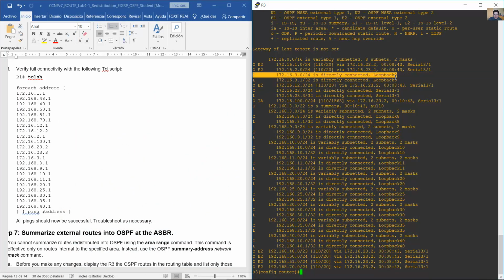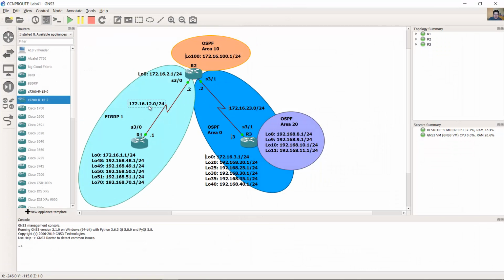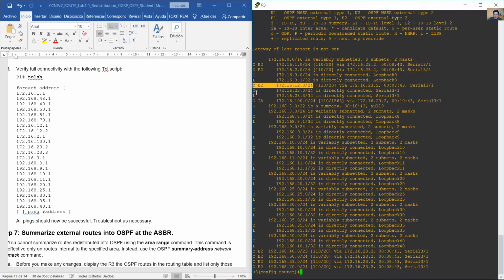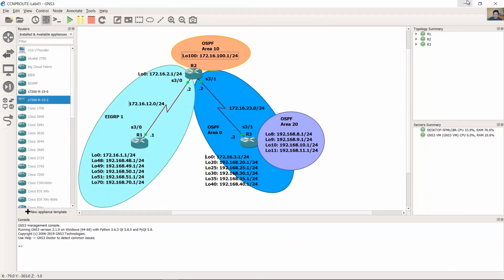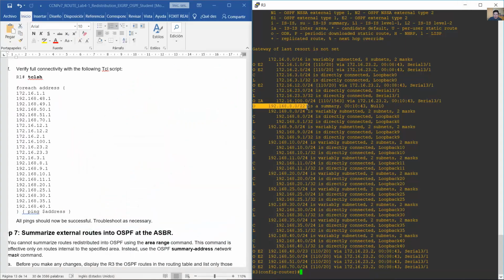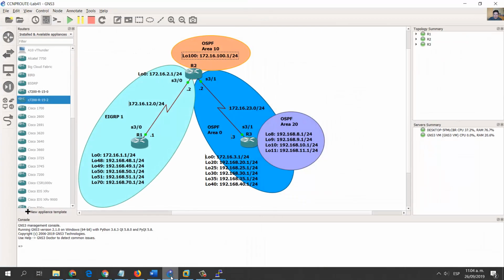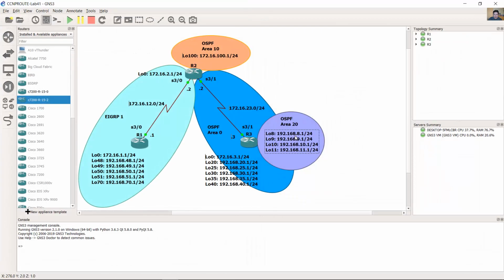Directly connected network, loopback on the local router. OSPF external 2, 12.0. This is the network between R1 and R2. Directly connected network, the connection between R2 and R3. OSPF inter area 100, the loopback on R2. This loopback, OSPF 8.0, that is the summarization of 8, 9, 10, and 11 on area 20.